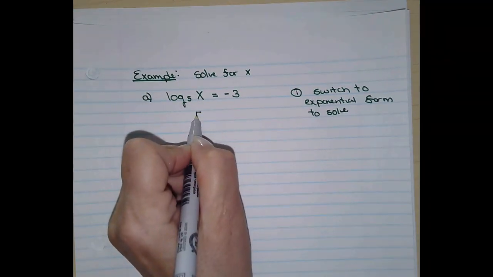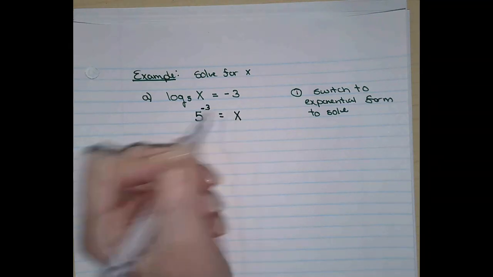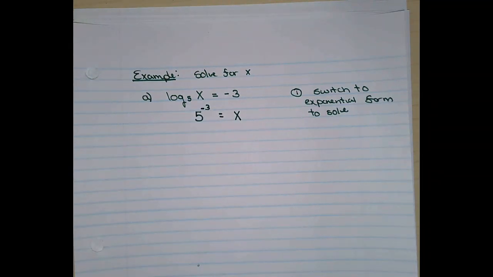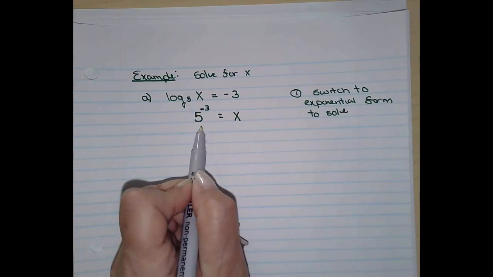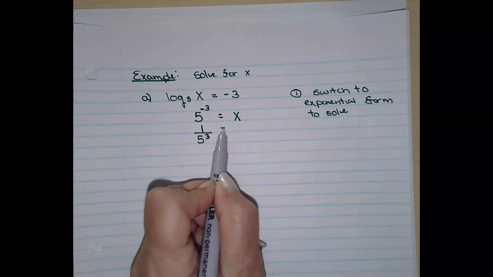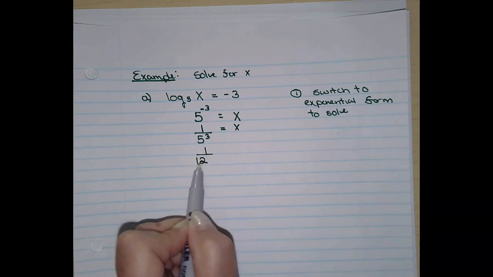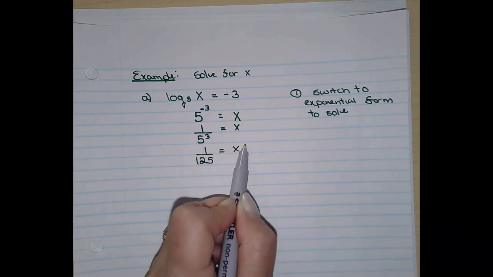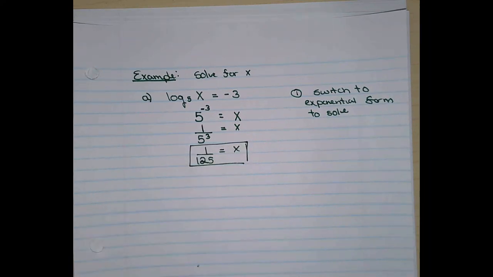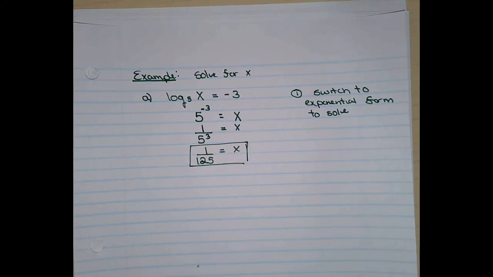Well, this is 5. The logarithm is equal to the exponent. I already isolated x just by switching it, right? 5 to the negative 3, remember, that is 1 over 5 to the positive 3, which is 1 over 125, is equal to your x. Because again, remember, negative exponent is how you write fractions, not negative numbers.